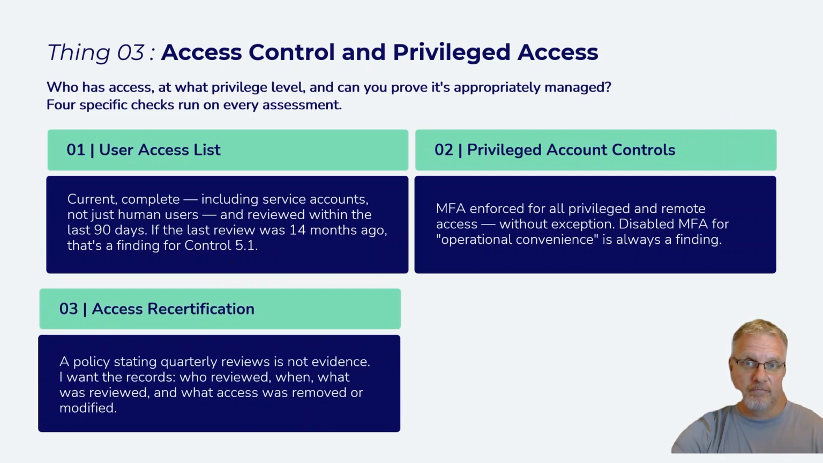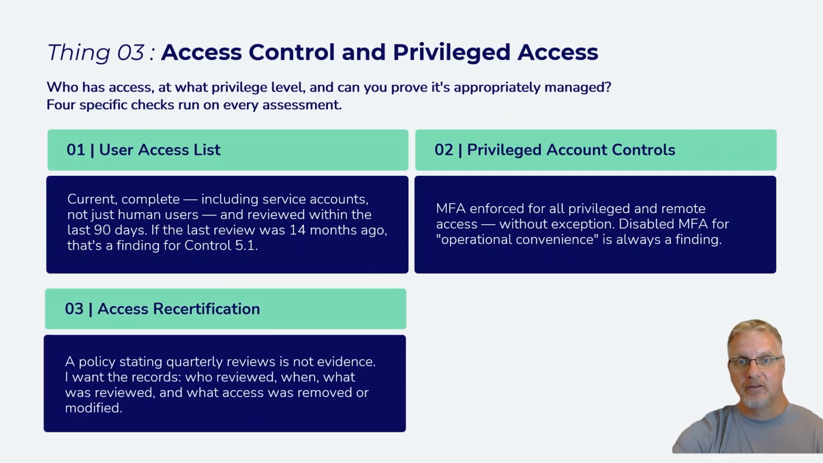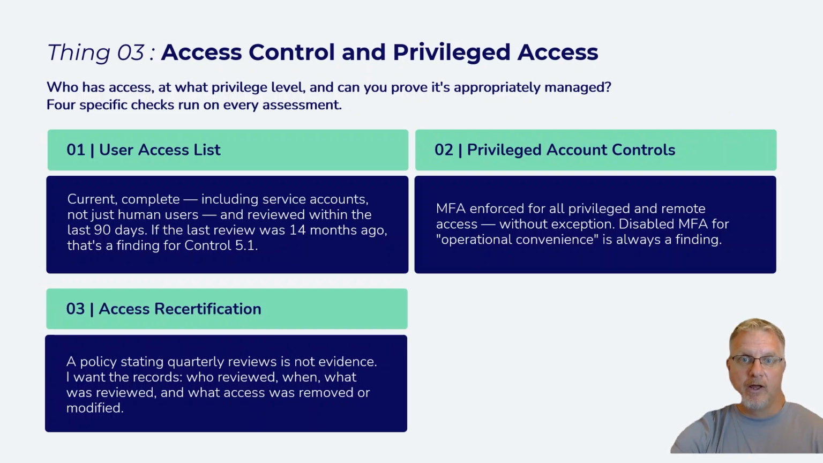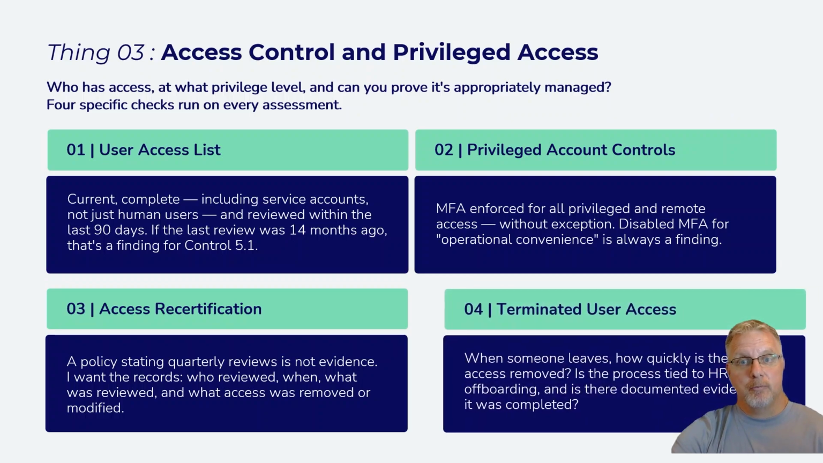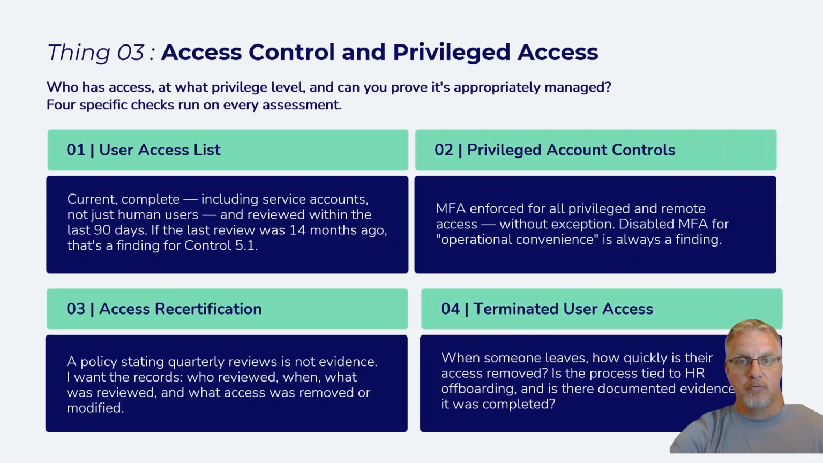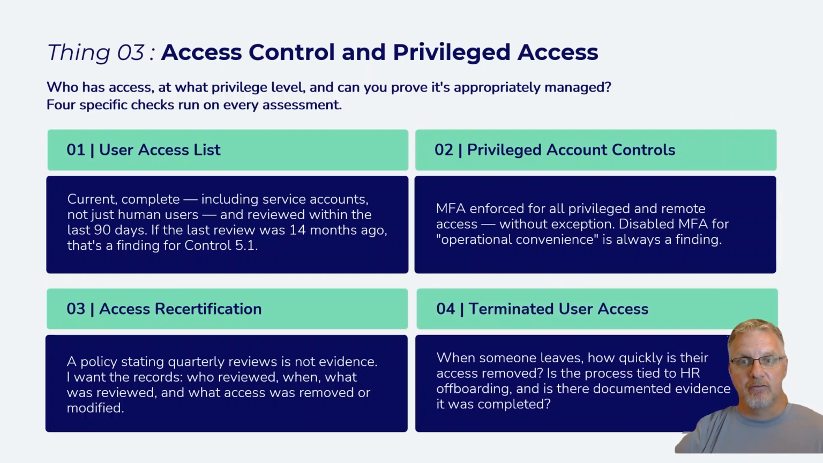Third, recertification. A policy stating quarterly reviews is not evidence. I want the records: who reviewed them, when, what was reviewed, and what was removed or modified. Fourth, terminated users. How quickly is access removed when someone leaves? And is there documented evidence that it's happening?